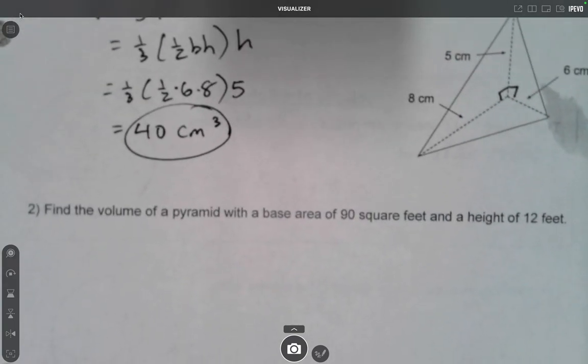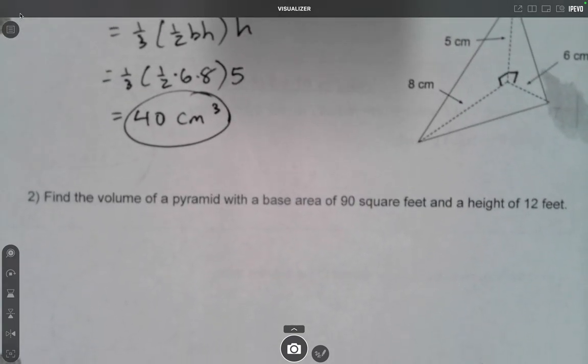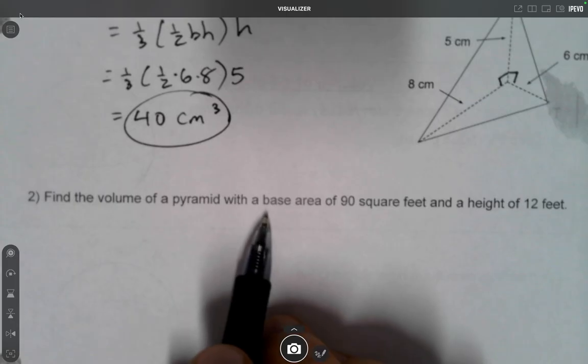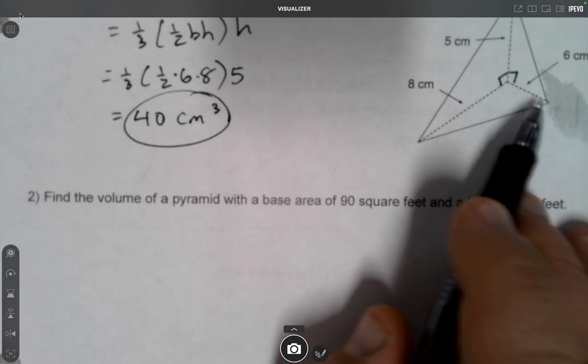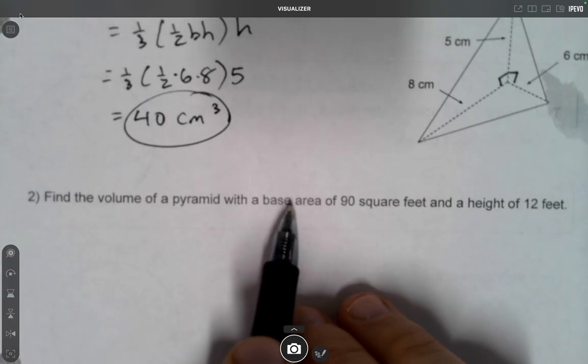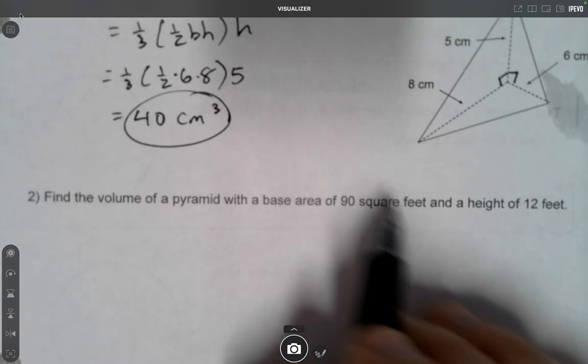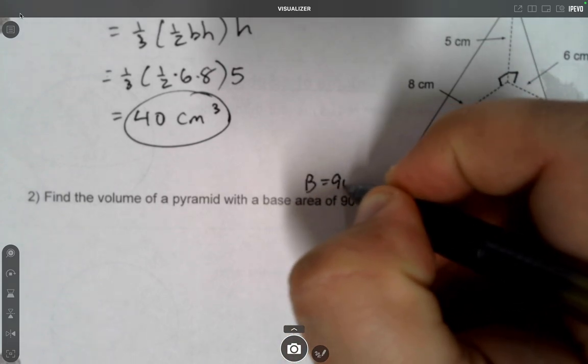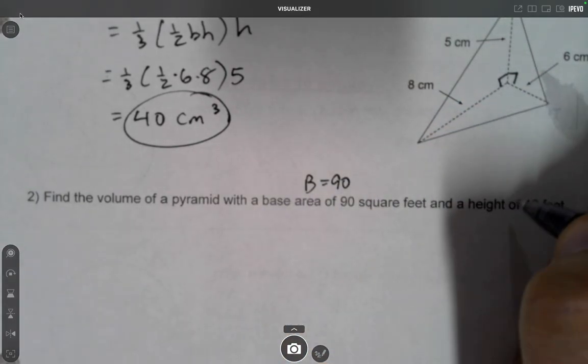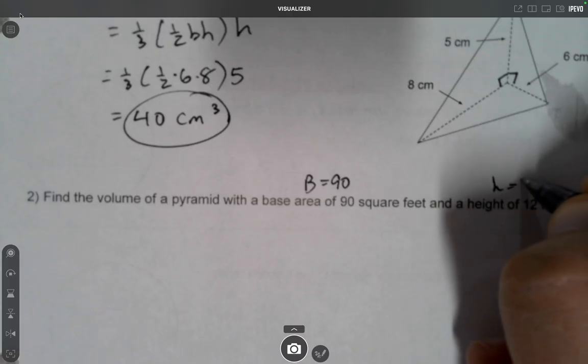Now, number 2 does not give us a picture, but that's all right. It says find the volume of a pyramid with base area of 90 square feet. So it's important to read this carefully. This is not the lowercase b base like this was for the triangle. This is the uppercase B base. It's the area of the base of the pyramid. So that means capital B equals 90. And this is the height of the pyramid, which is 12.